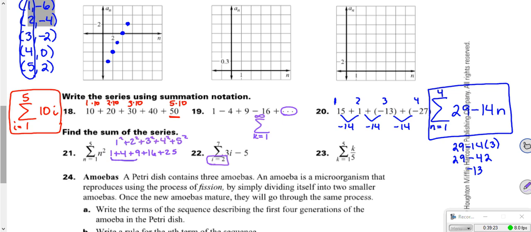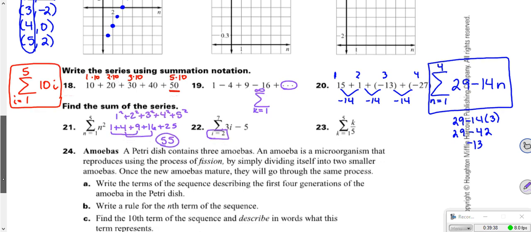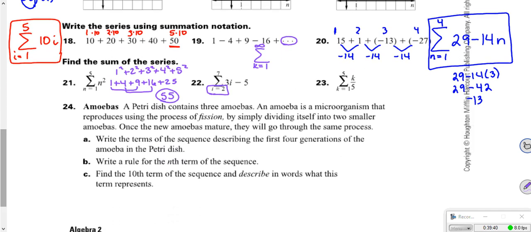So this is 10, this is 20, so that's 30 plus 25 is 55. That should be that answer. Okay, so that's what you're doing on those, is you're literally just using the rule and using your starting point and ending point to finish it. Okay, last one.